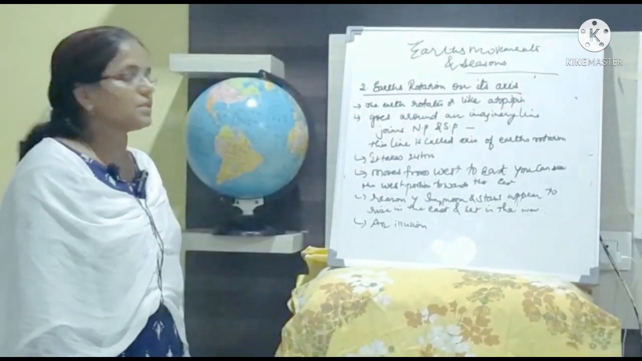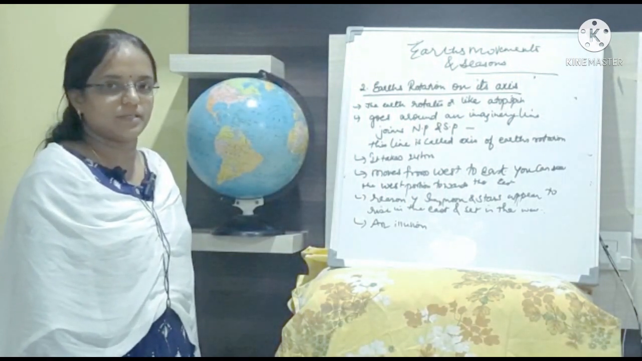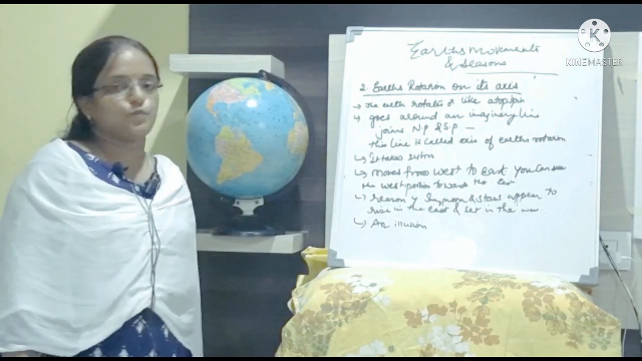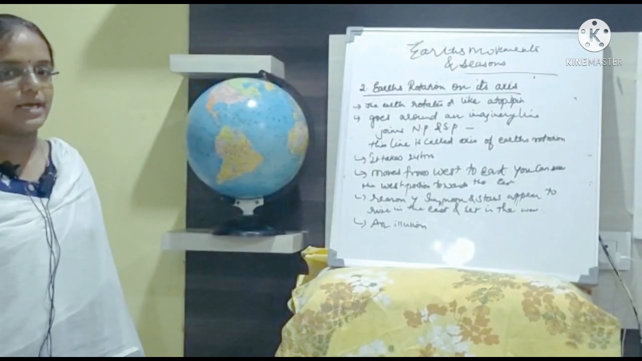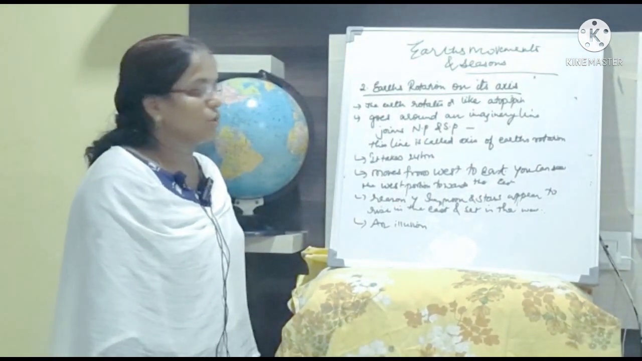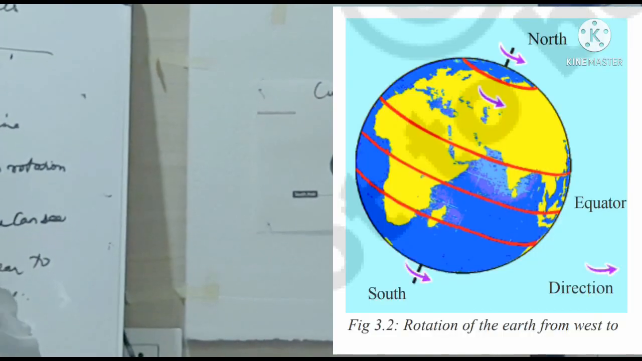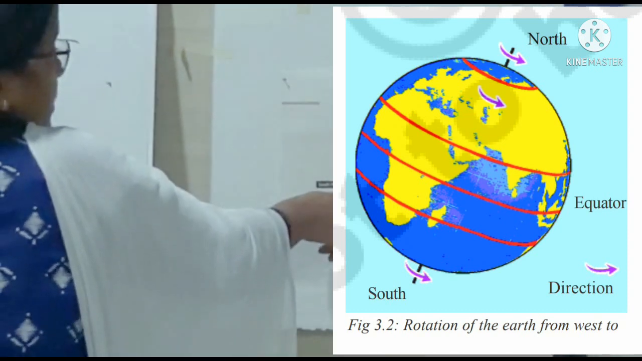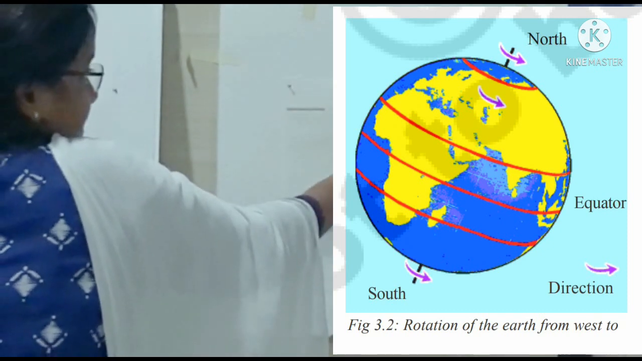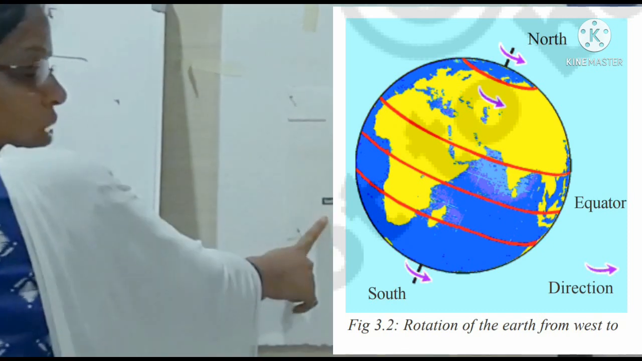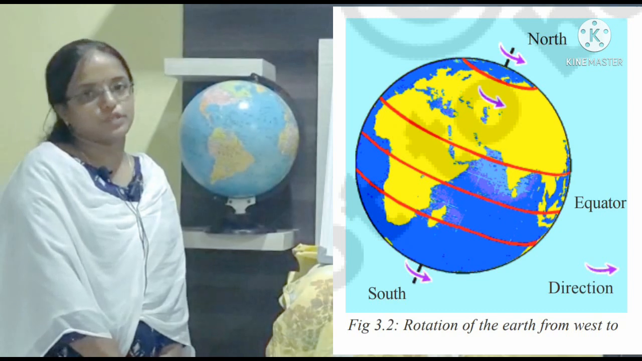The second reason is earth's rotation on its axis. We all know the earth rotates on its axis. The earth rotates like a spinning top, and it goes around an imaginary line called the axis, which is joining the north pole and the south pole, as we have shown in this. The earth spins, isn't it? It rotates on its own axis. And what is an axis? An axis is an imaginary line which is joining the north pole and the south pole. This line is called the axis of earth's rotation.